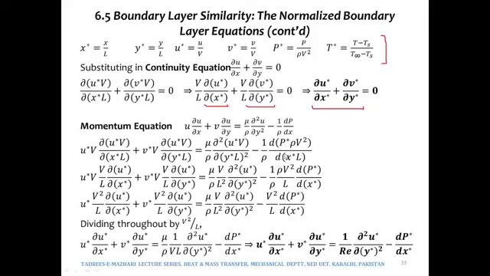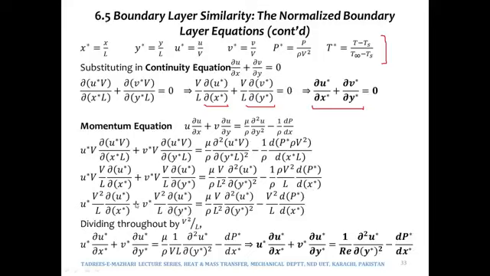minus 1 upon density. So over here only p star would be kept inside the differential sign, and rho V squared will be taken out, and from the denominator L will be taken out of the differential sign. So it would be d of p star over d of x star.